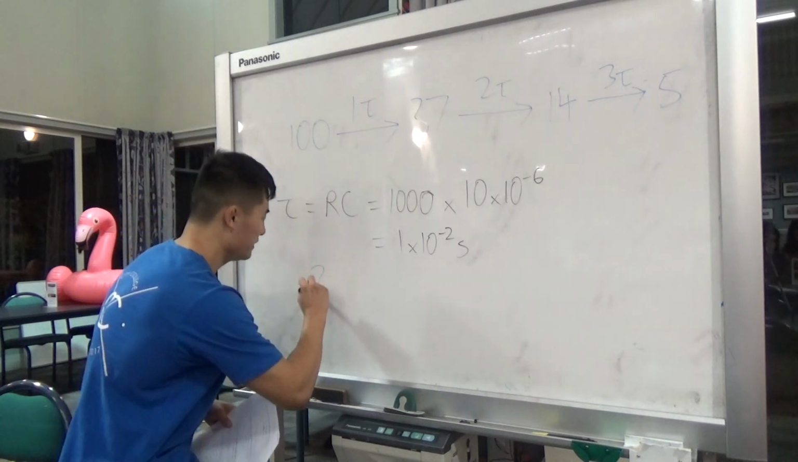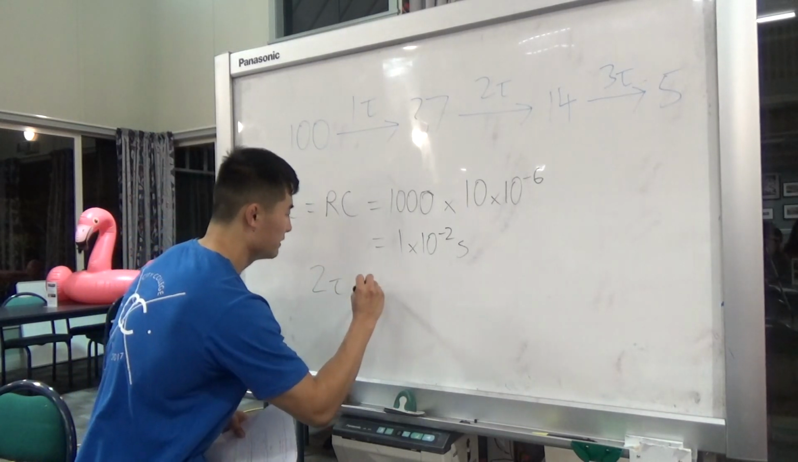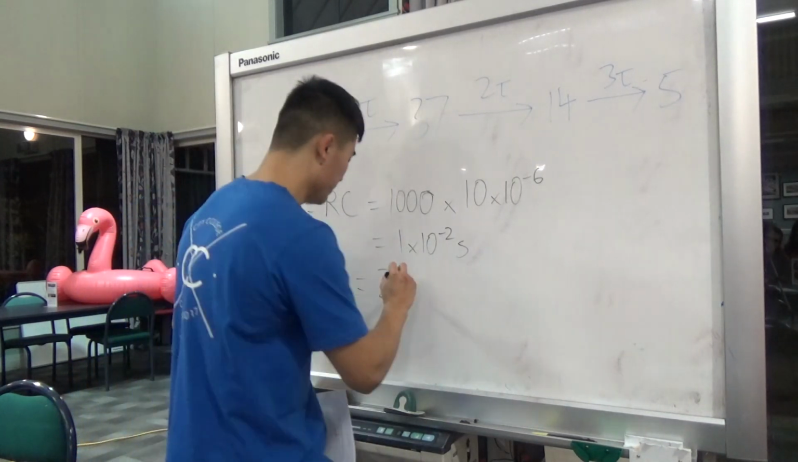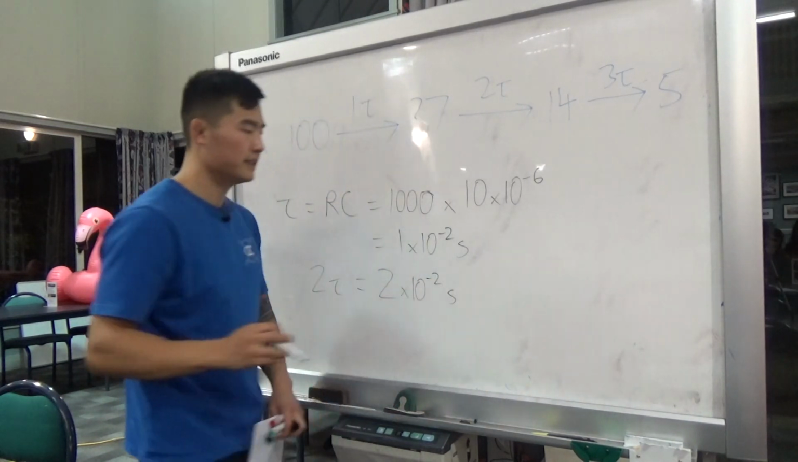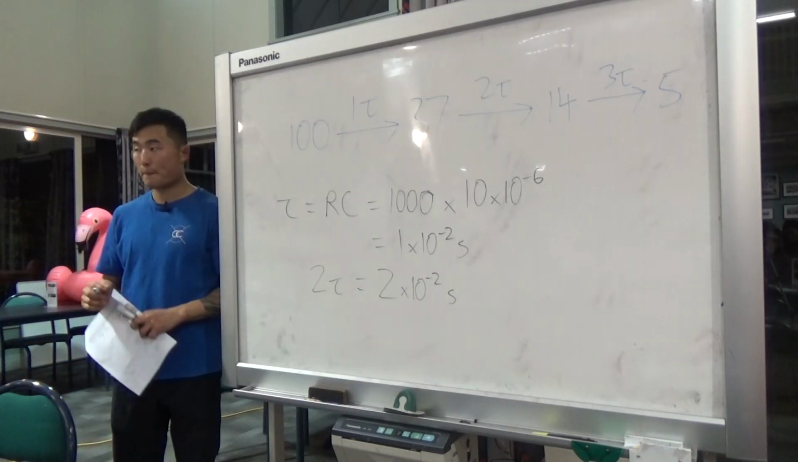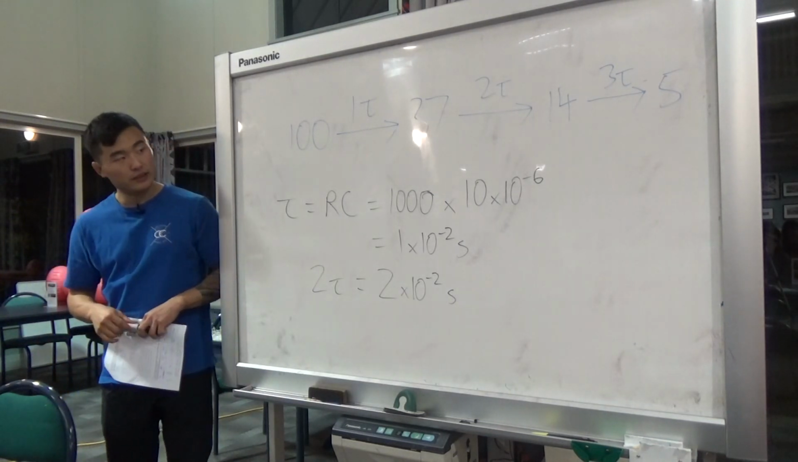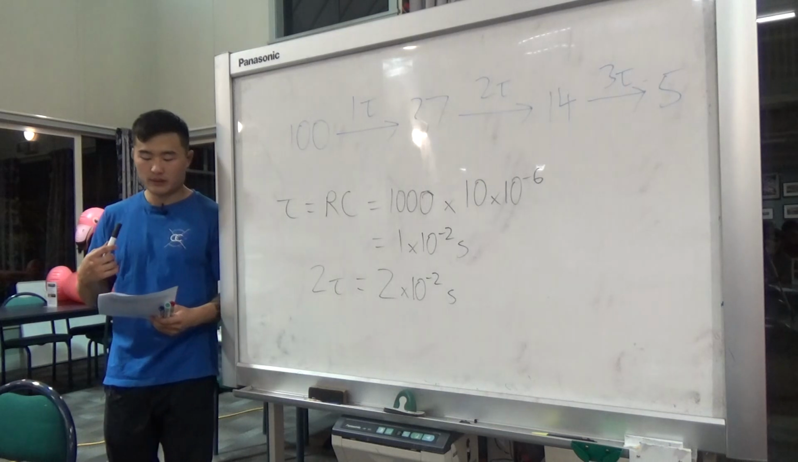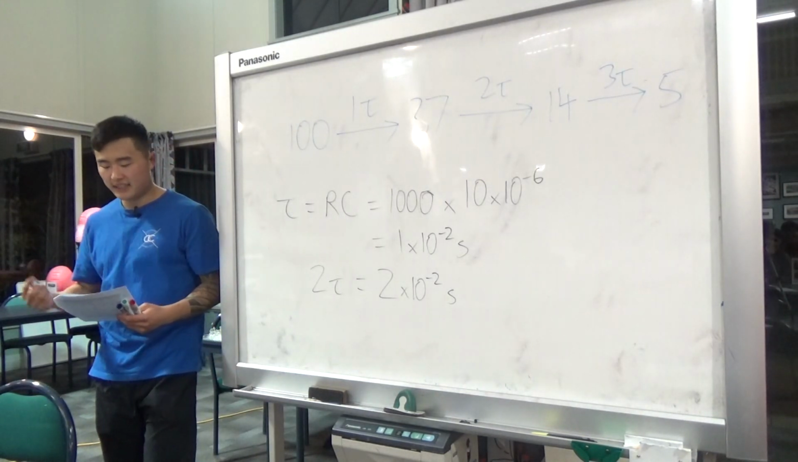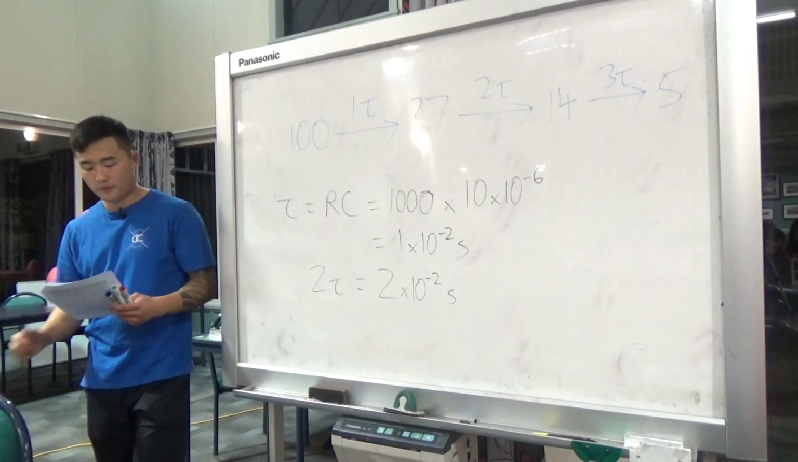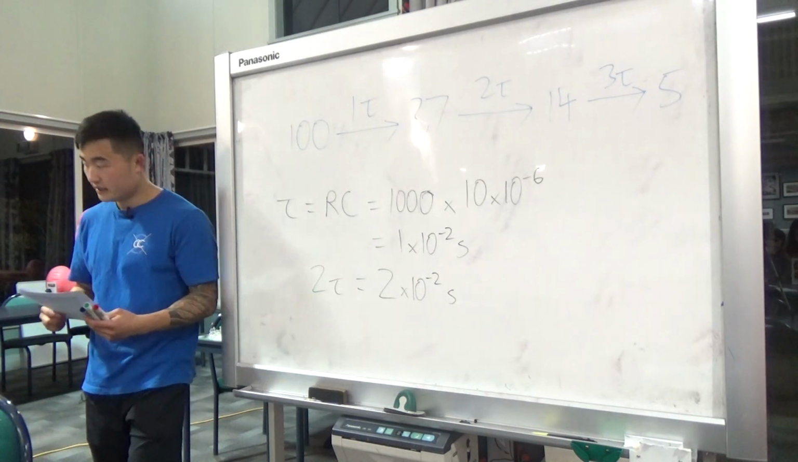And then what you want is two time constants. So 2 times the time constant would be 2 times 10 to the negative 2 seconds. Okay, so that's the type of question that's come up the most. So for capacitors, that's probably going to be your most likely question. Okay.